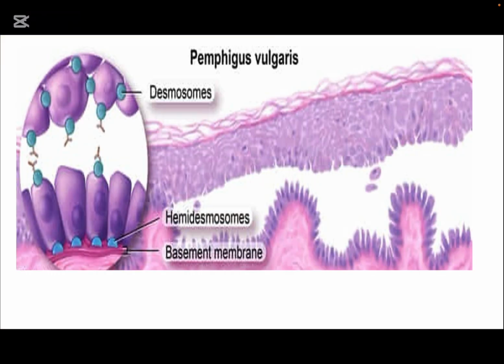The next disorder, the histological appearance is shown in the picture. You see in this diagram, the basement membrane and the basal layer that is attached to the basement membrane, but the problem is in the spiny layer against the desmosomes. So you see these antibodies, these are formed against the desmosomes, which results in an intraepidermal flaccid bulla.